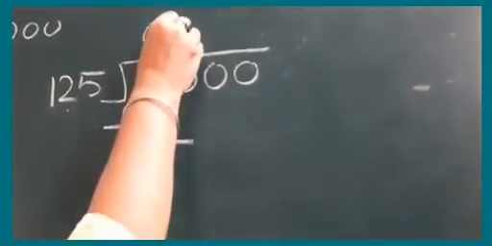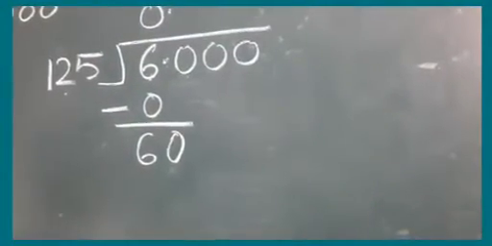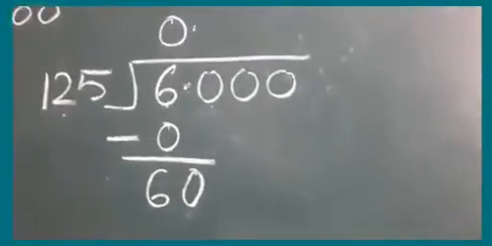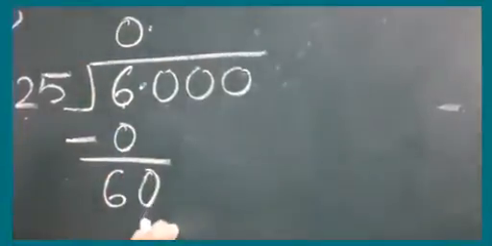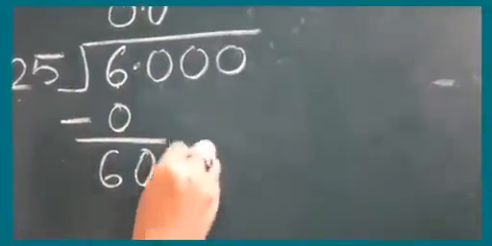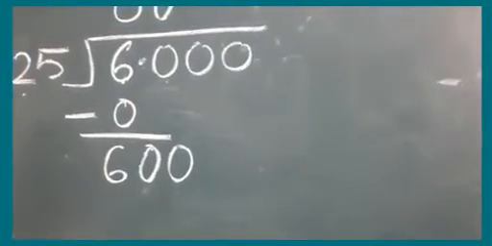So first I will shift the point here and then I will bring the 0 down. Now this becomes 60. Now 60 is also smaller than 125. So what can I do? Either I can divide by 0 or I can simply put 0 over here and copy down the next number. So I will put 0 here and I will copy down the next 0 here. This becomes 600. Now 600 is bigger than 125.